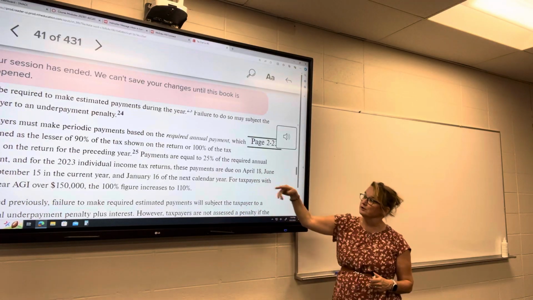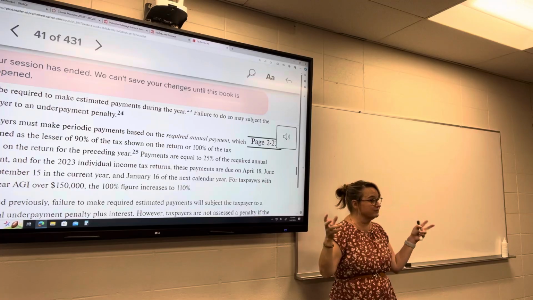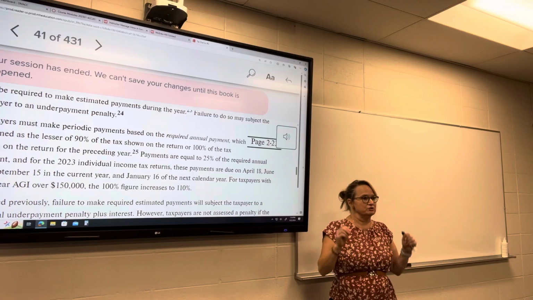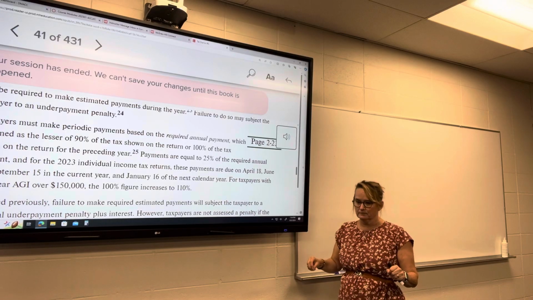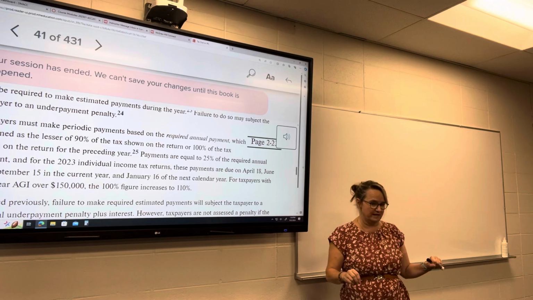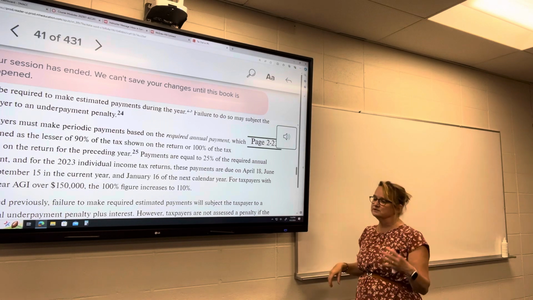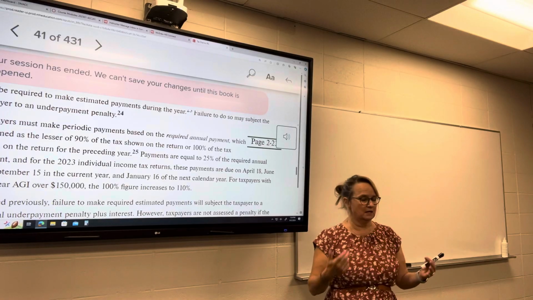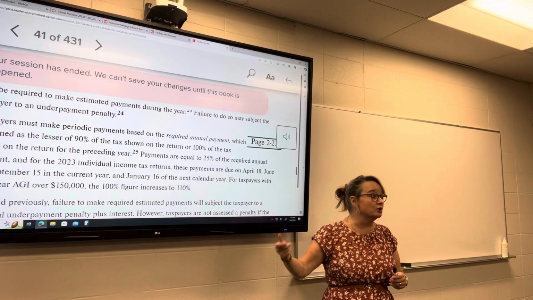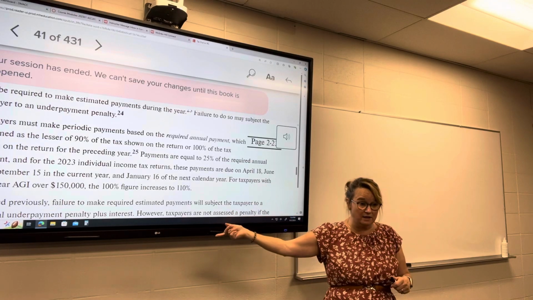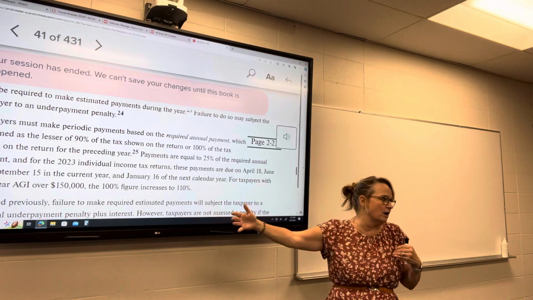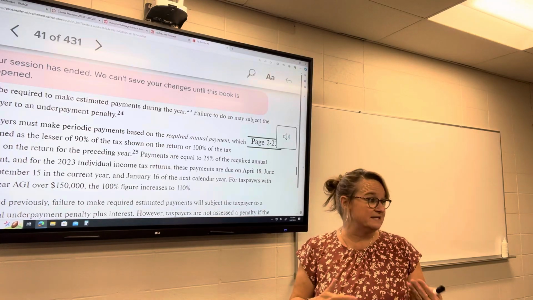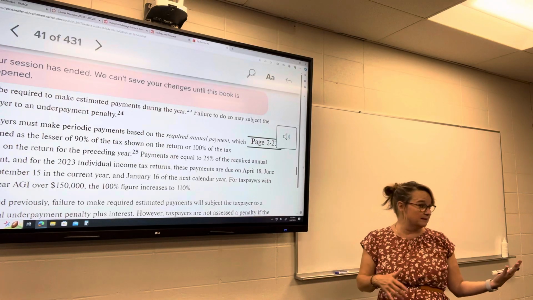But there is a required minimum payment that has to be made, and that is called a safe harbor amount. What that means is, as long as you meet that safe harbor requirement, you will not suffer any penalties for underpayment of estimated taxes. So if your safe harbor amount is $10,000 and you paid in $11,000, but it turns out that you actually owed $20,000, you're not going to get penalized on an underpayment, as long as you paid in what that safe harbor is.